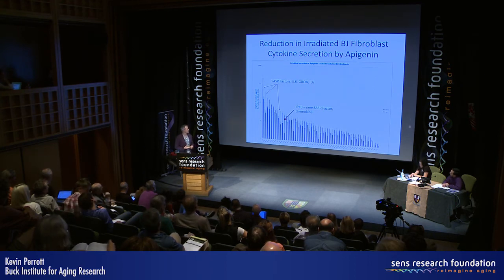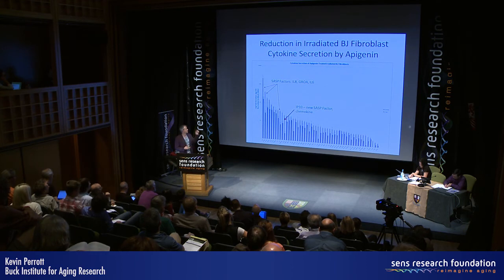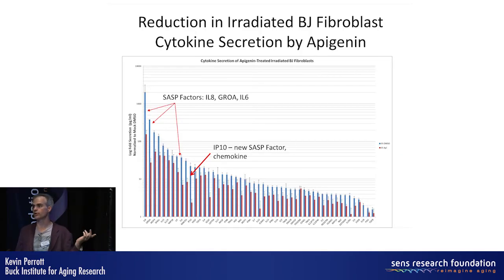So that was quite nice, and I was particularly gratified to see that the SASP factors, IL-8, Gro alpha, and IL-6, which were known to come out on the antibody array, were still present. So the experiment worked, and I was also happy to see that there was a pretty dramatic reduction, this is a logarithmic scale, in all of those factors by Apigenin.